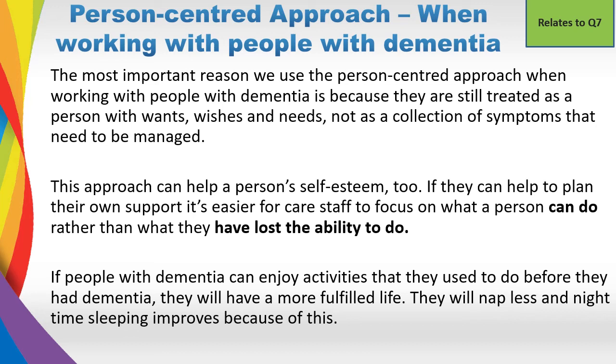If they have a more fulfilled life and they're very busy during the day, they're going to sleep less during the day, and so nighttime sleeping will improve, which is going to stop people from wandering around at night. So you can see how the person-centred approach is really going to help the person with dementia, because we're concentrating on what they can do, not what they can't, and what they do enjoy, so that they are busy and they're able to sleep better at night.